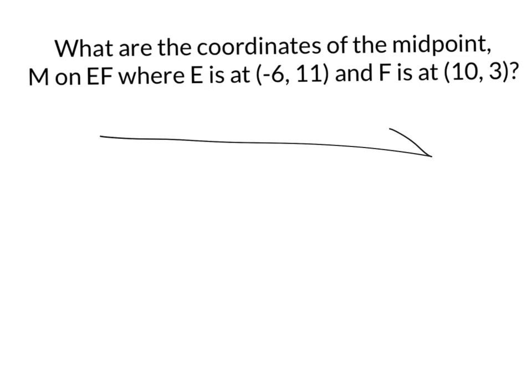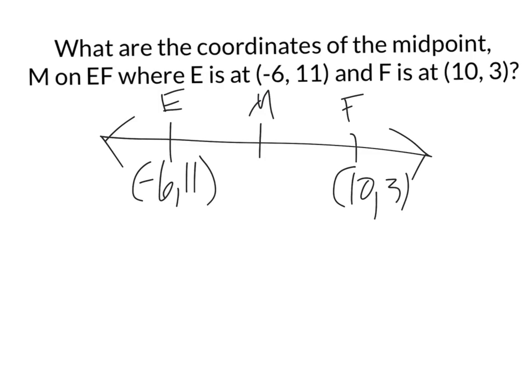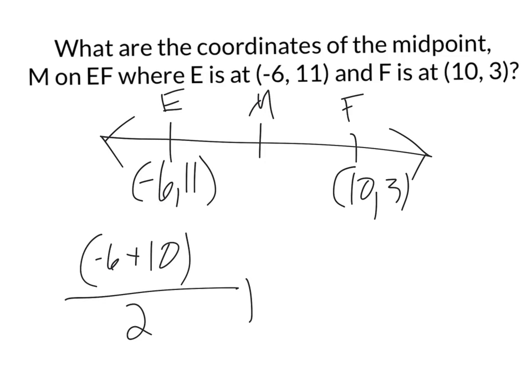So, if it helps, draw a picture. But you're looking for M directly in the middle. So you could go about this two ways. You could find the pattern that the x's moved, and then you just have to cut it in half and add it back to E. But the quickest way of doing it, if you're just looking for the midpoint, there's a midpoint formula that says add together the x's and divide by 2. So I'll do negative 6 plus 10. I'll put it in parentheses for PEMDAS reasons. So negative 6 plus 10 divided by 2, and then I'll add together the y's and divide them by 2. 11 plus 3 divided by 2.